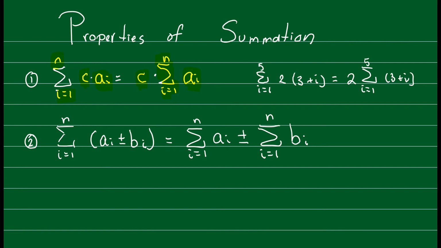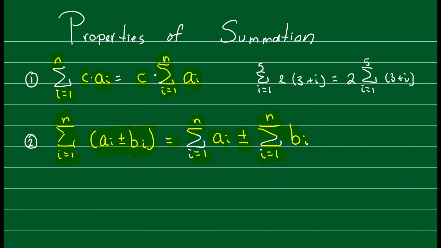What does the second property say? The second property says find the summation from i equals 1 to n of something that looks like the sum or the difference of two formulas. Well, that is pretty easy. Again, you separate it into two summations, the sum or the difference of the two summations.